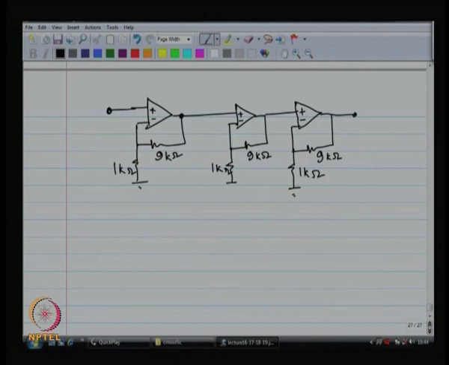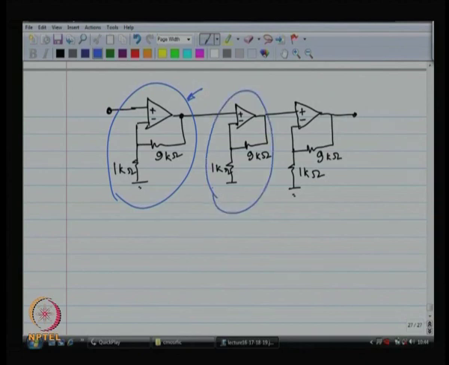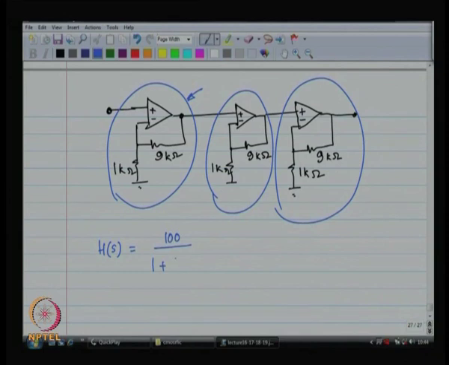The other way could involve something a little more complicated. So, what this is going to give is as follows. This is going to give one pole at a certain location. This is going to give a pole at the same location. This is going to give a third pole at the same location. So, your net transfer function H of S will basically be 1000 divided by (1 plus S by omega p) whole cubed.